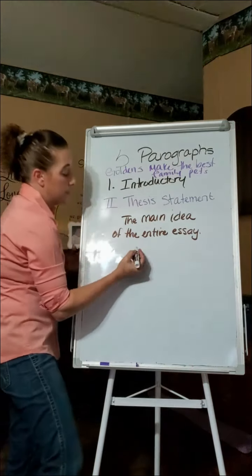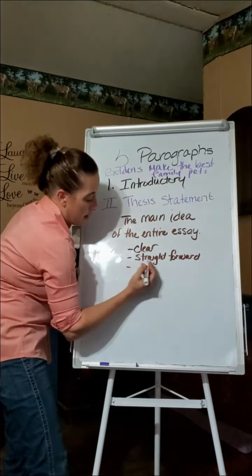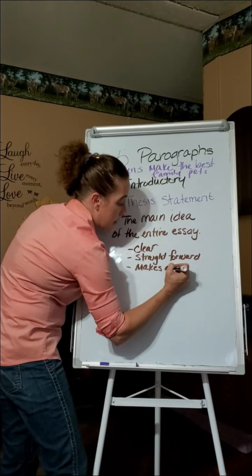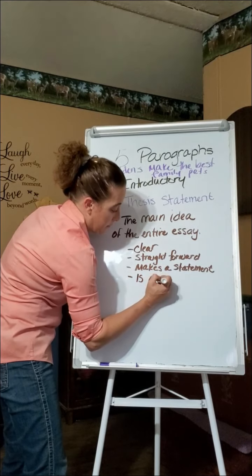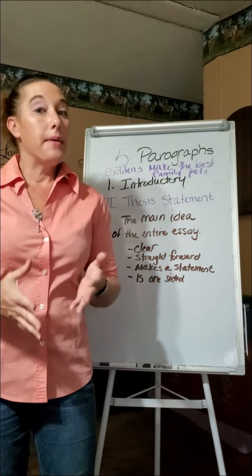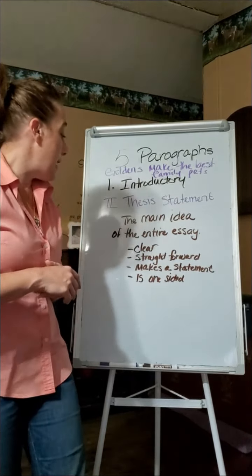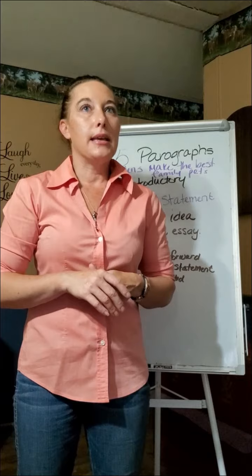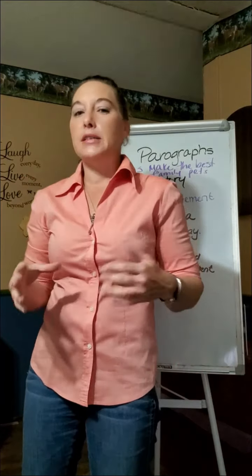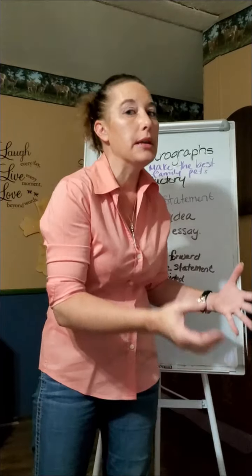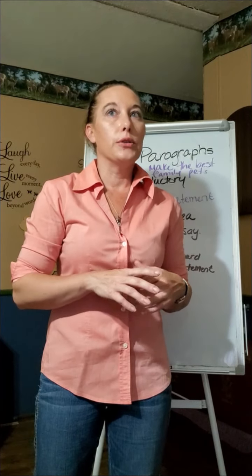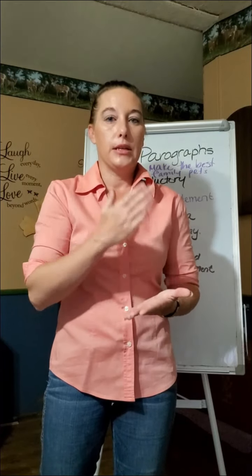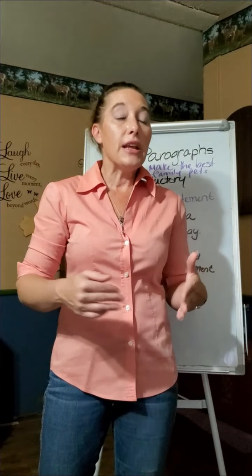It is clear, straightforward, makes a statement, is one-sided. Now what I mean about one-sided is that you are picking a side. You are not saying that Goldens are one of the best family dogs. You are not saying that Goldens could be the best family dogs. You're not saying that Goldens are good dogs. You are saying golden retrievers are the best family dogs. There's no room for argument there in your essay.